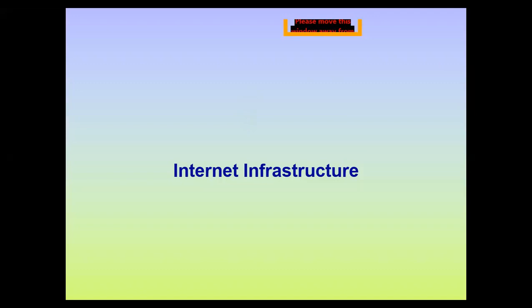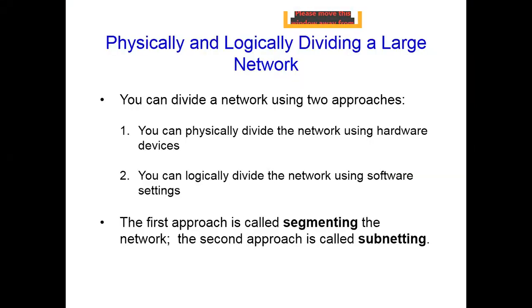So ngayon ang pag-uusapan natin ay tungkol sa internet infrastructure. Okay? Physically and logically dividing a large network. You can divide a network using two approaches. You can physically divide the network using hardware devices, and you can logically divide the network using software settings. The first approach is called segmenting the network, and the second approach is called subnetting.